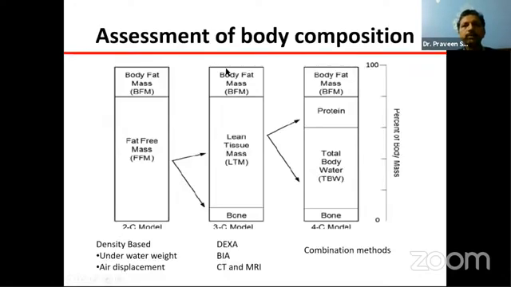So how do we assess body composition? Our body can be divided into 4 compartments. So we have the 2C model, 3C model, and the 4C model. Most of the tests which are there for the assessment of body fat are divided into these models.